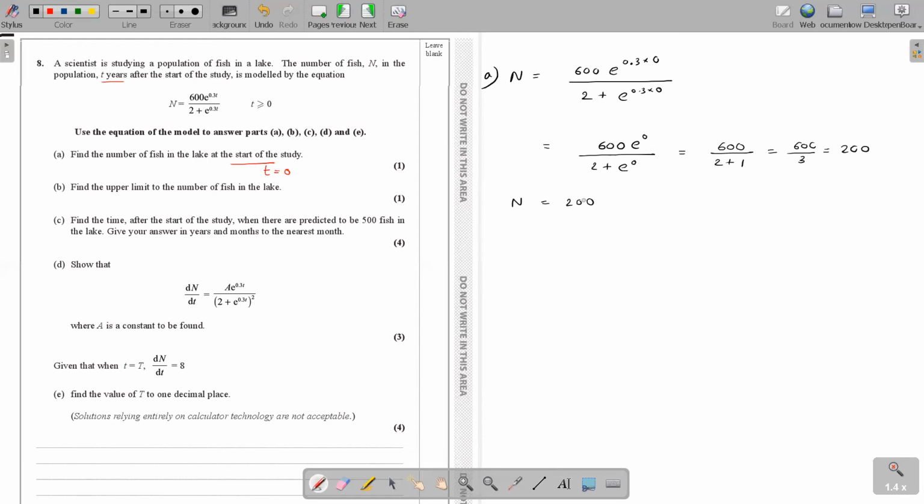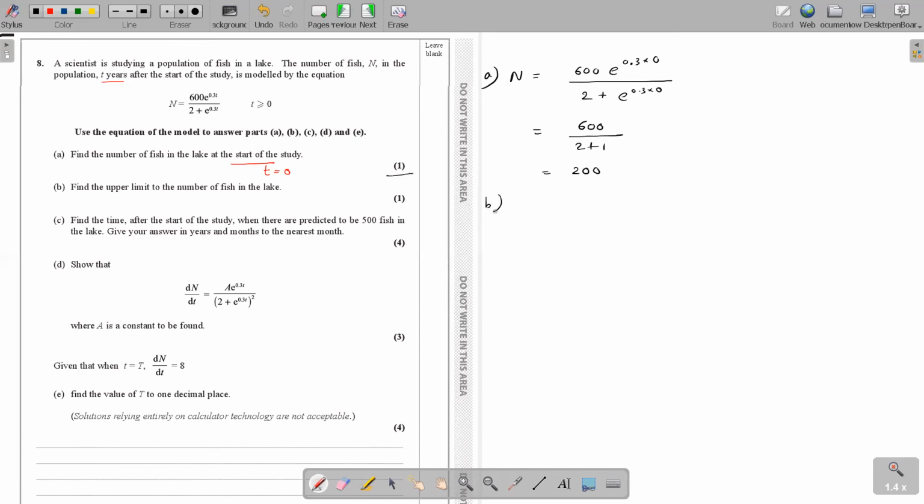So simply 1 mark. You could do that in a very few number of steps. So let me erase all these steps. You don't need to write all of that. Just writing one step is more than enough. You could write 600 over 2 plus 1, that gives you 200, 600 divided by 3. So just a few steps is enough. We have simply 1 mark.